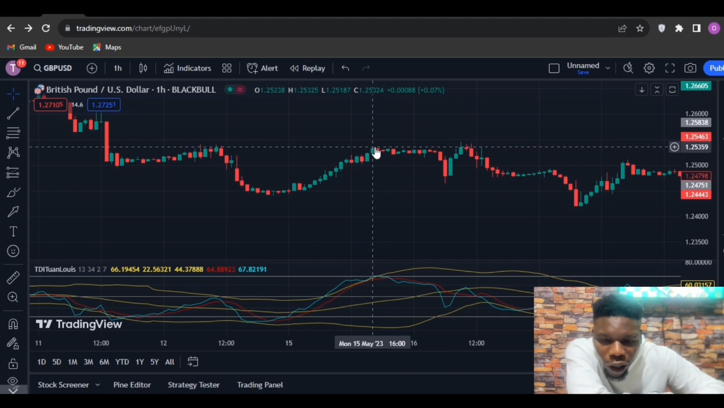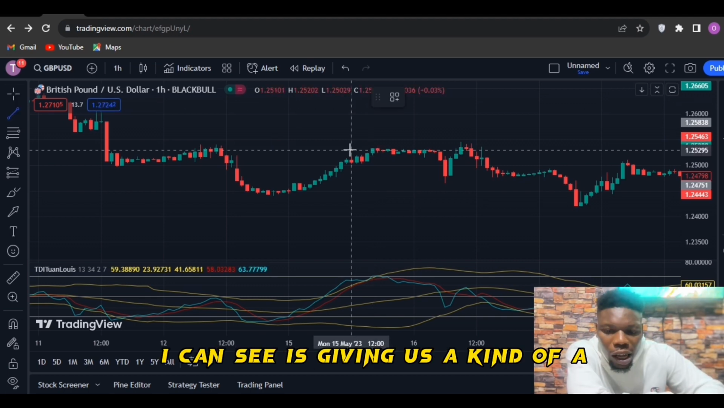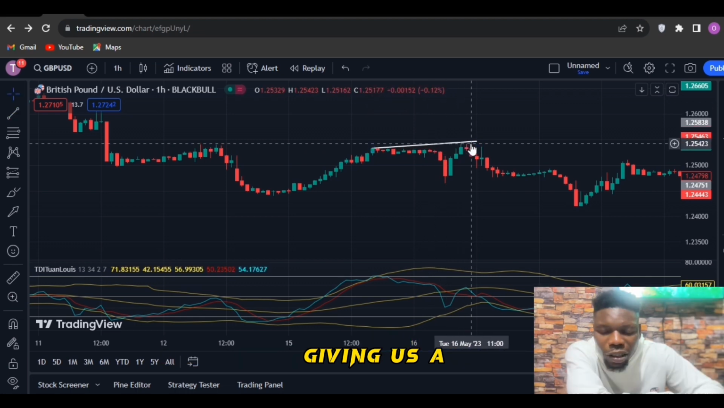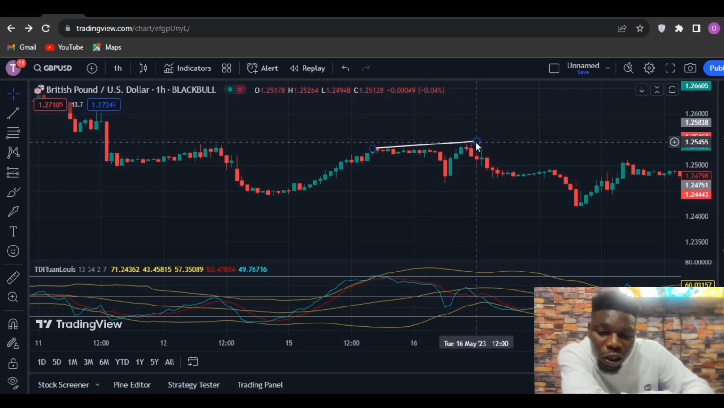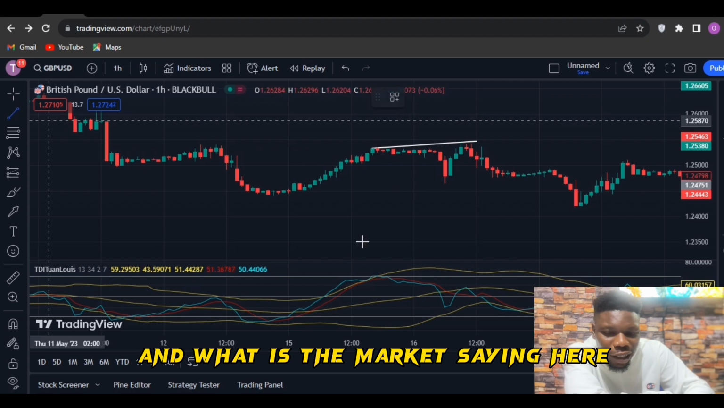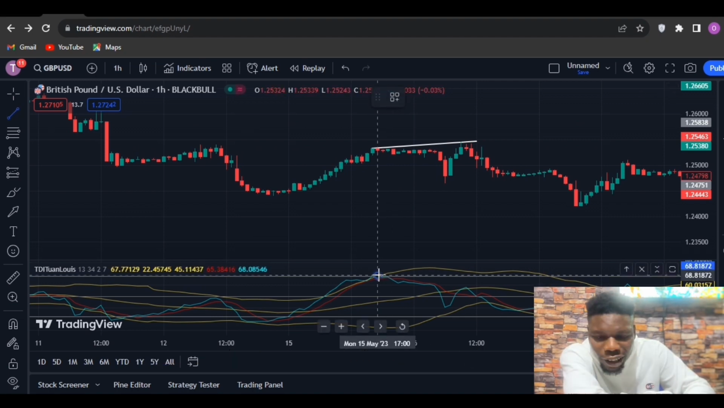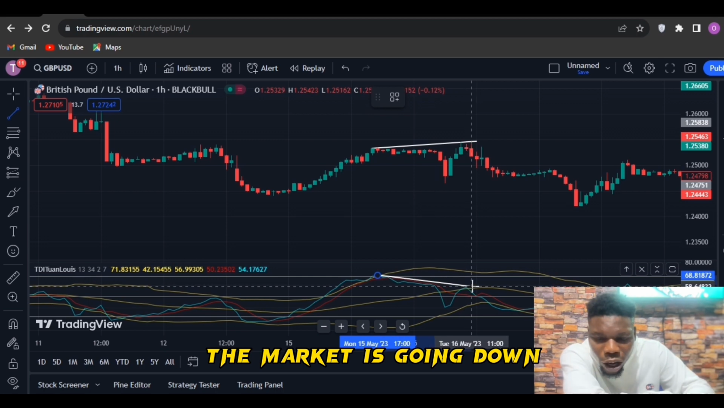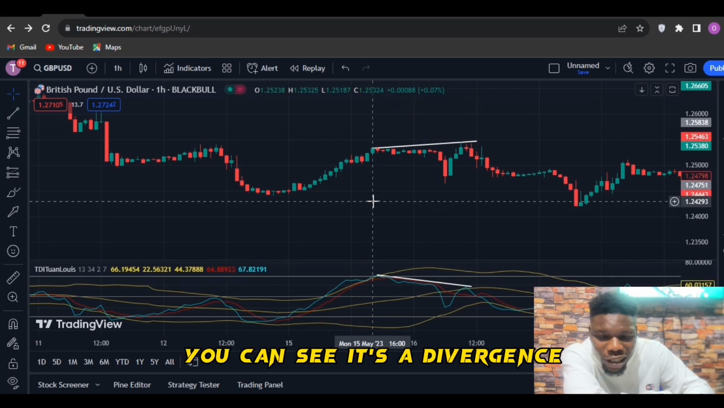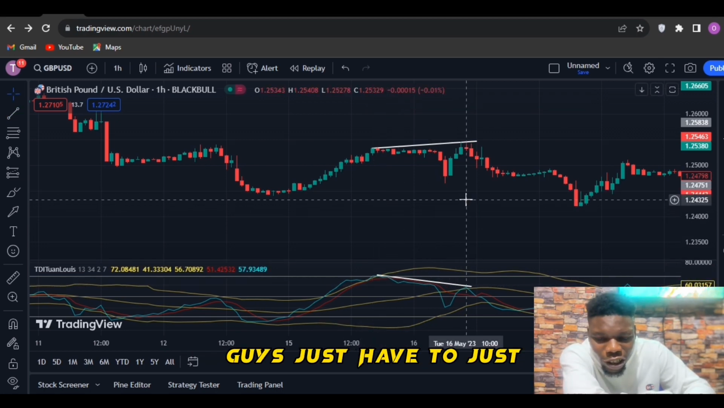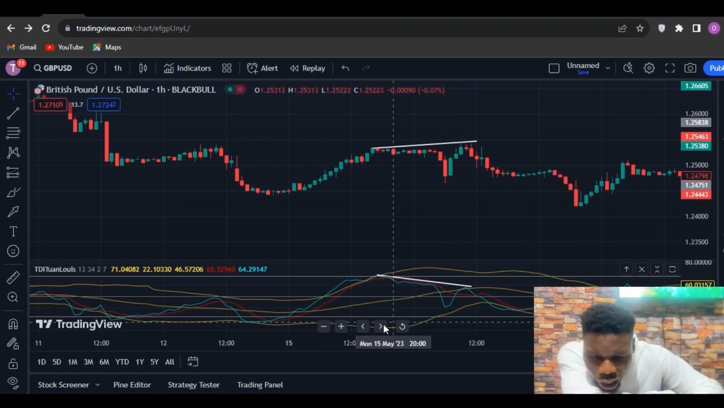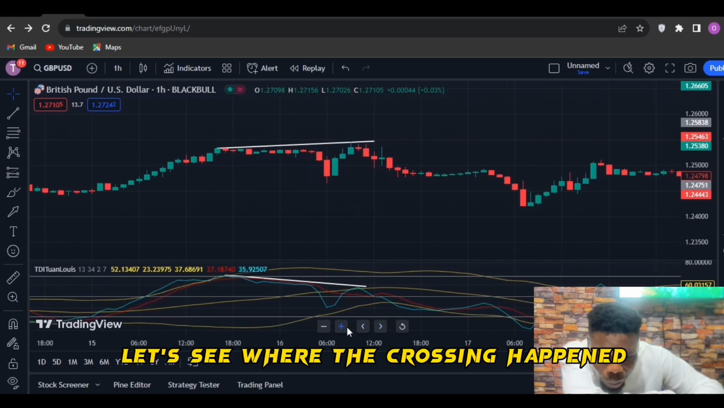So we have an opportunity here. I can see it's giving us a kind of bullish vibe here. And what is the market saying here? The TDI indicator is telling us that the market is going down. You can see it's a divergence, guys. You just have to open your eyes to see all these things. You understand? Let's see where the crossing happened.